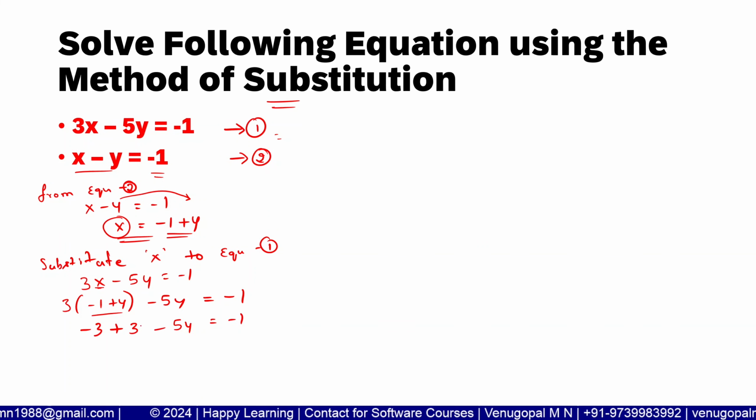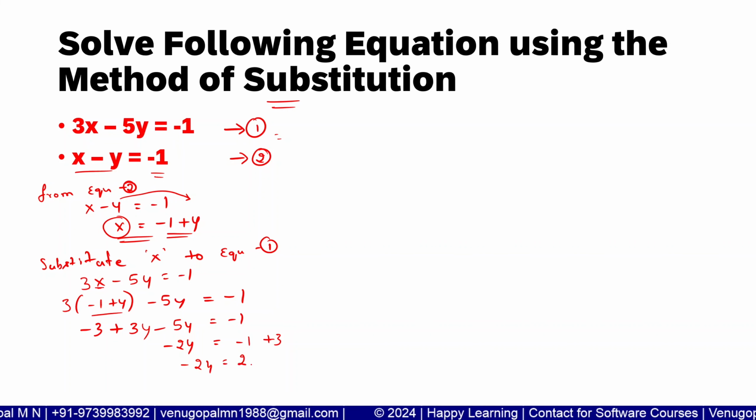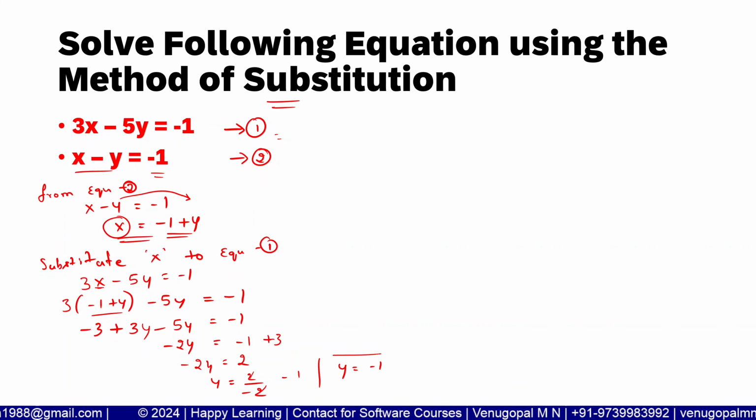Now minus 3, right? So minus 3 will move to the right hand side. What will happen? Minus 1 plus 3 will become plus 2, and minus 5y plus 3y will become minus 2y, correct? So this has moved to the right hand side. Now minus 2y is equal to 2, and y is equal to 2 divided by minus 2, which becomes minus 1. So what we have got here is y is equal to minus 1. Clear guys? So now we have found the value of y.